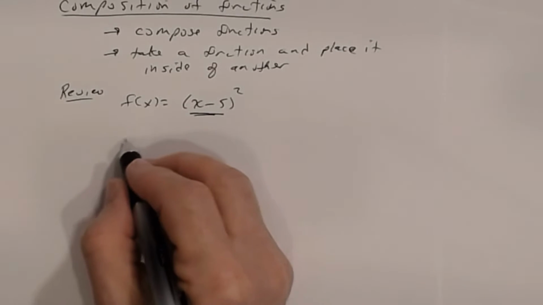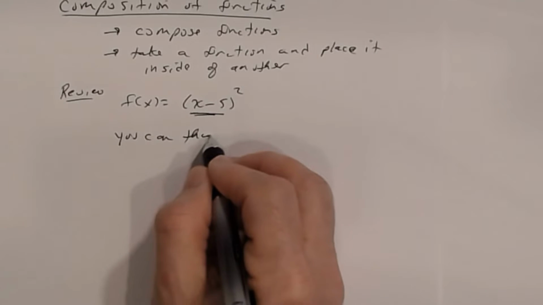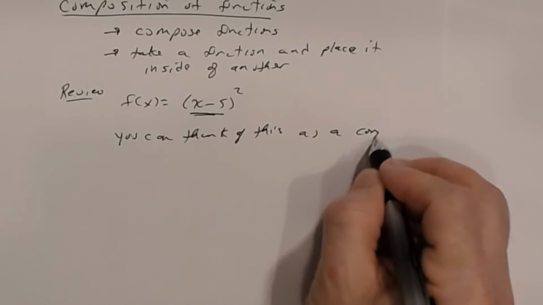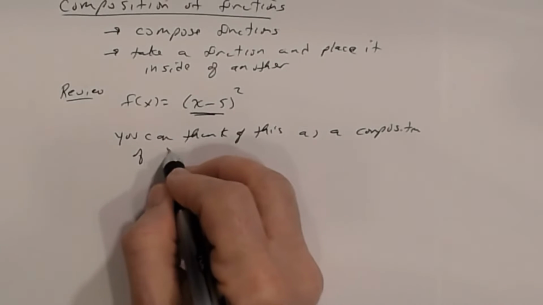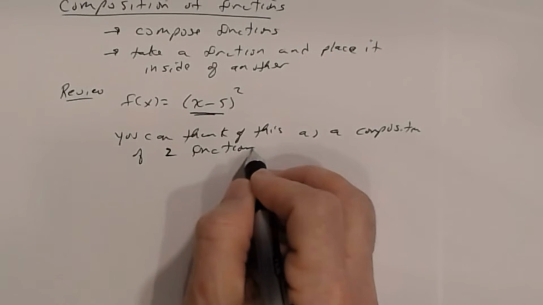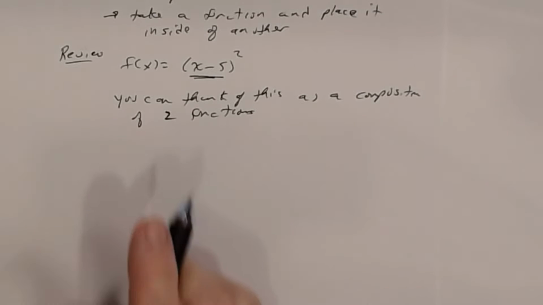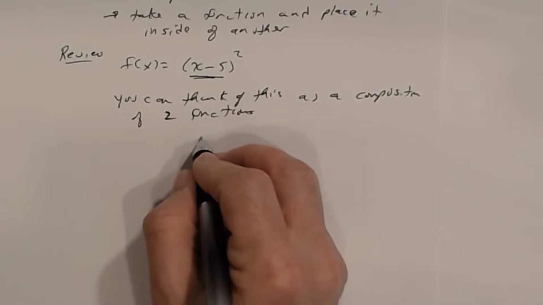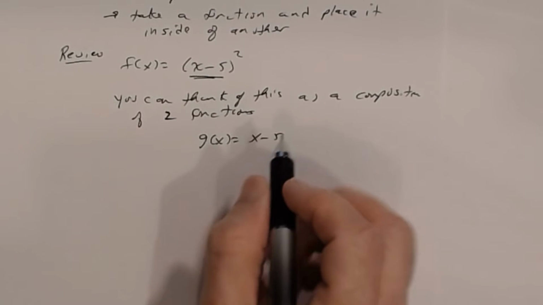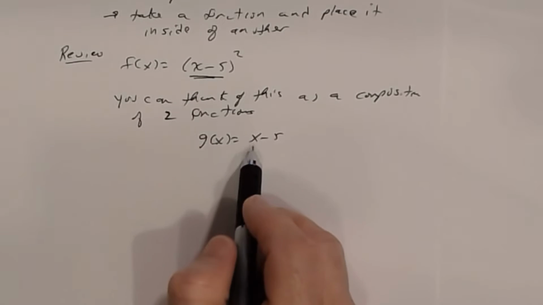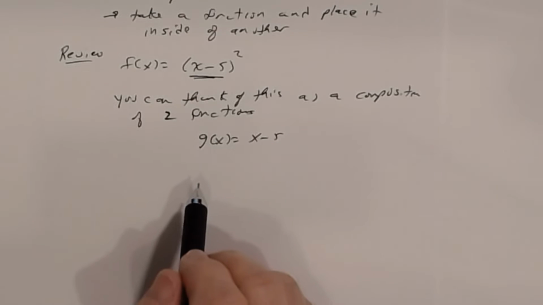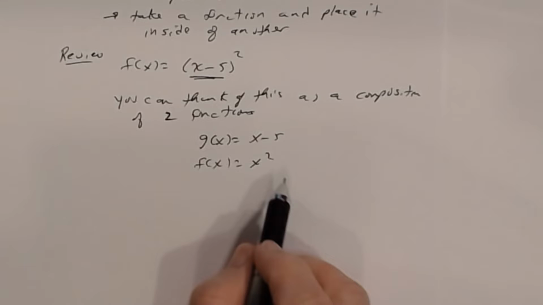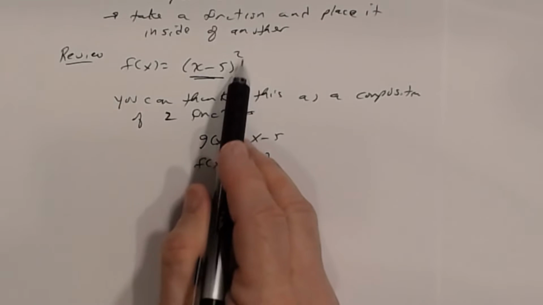You can think of this as a composition of two functions, even though you just see f of x here. See this x minus 5? Think of this as one function itself. So think of this as g of x, which equals x minus 5. So let's go ahead and let x minus 5 be g of x. Okay? And then let's let f of x be x squared.